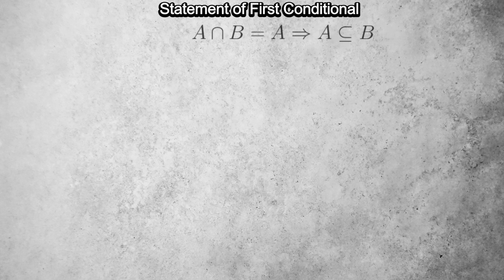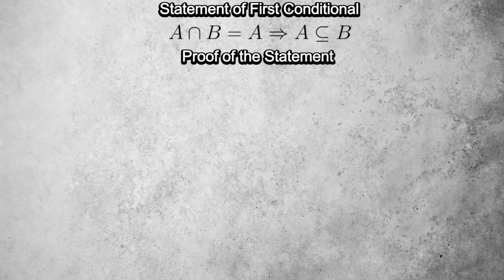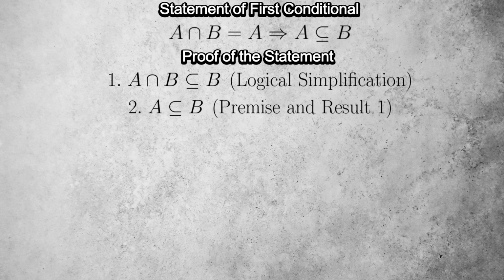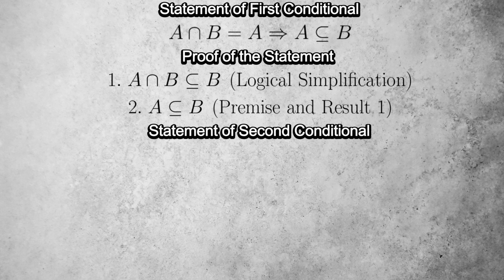We will start by proving the first conditional. We will assume that A intersection B is equal to A. Now, by simplification, we know that the intersection between A and B is contained in B. And as A is equal to A intersection B, it follows that A is contained in B. Now, for proving the second conditional, we will assume that A is a subset of B.